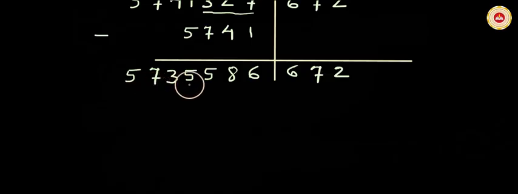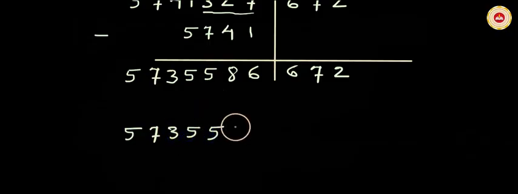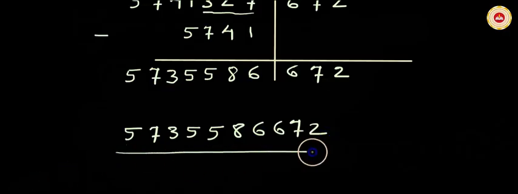35,586 is the left part and 672 is the right part. Okay, so let us write the final answer by removing this separation line, the vertical line. 35,586 and the right part 6, 7, 2. This is the answer.